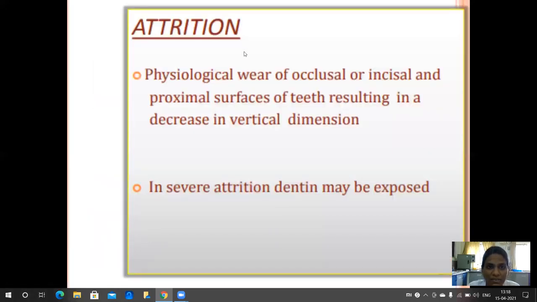What is meant by attrition? Attrition is a physiological wear of the occlusal or incisal and proximal surfaces of teeth, resulting in a decrease in vertical dimension. In severe forms of attrition, dentin may be exposed, that is, the second layer may be exposed.